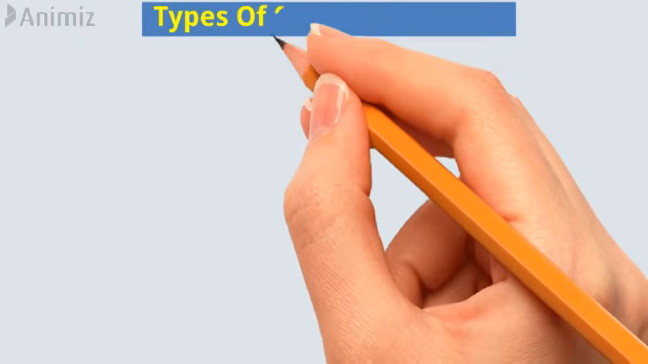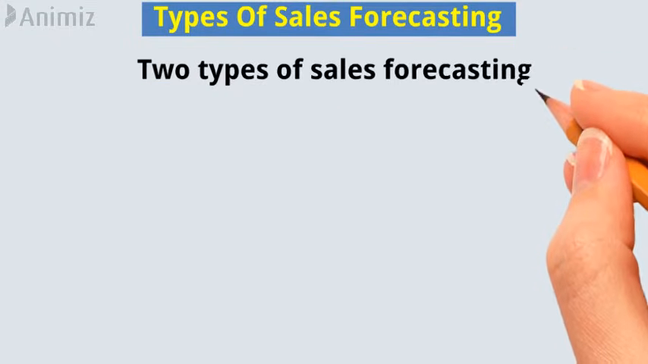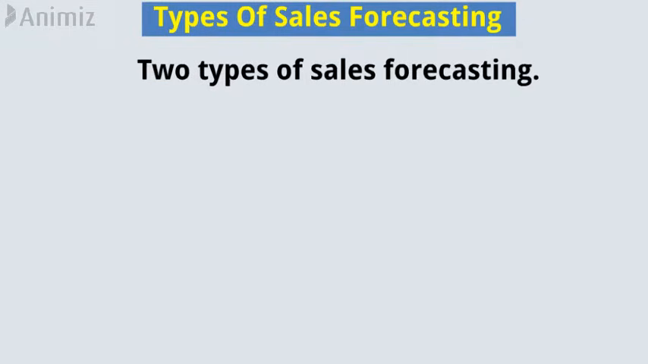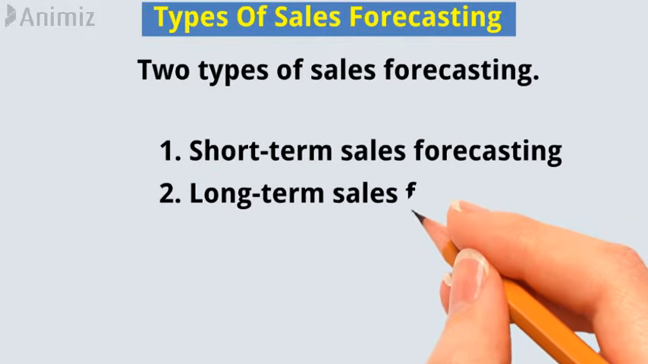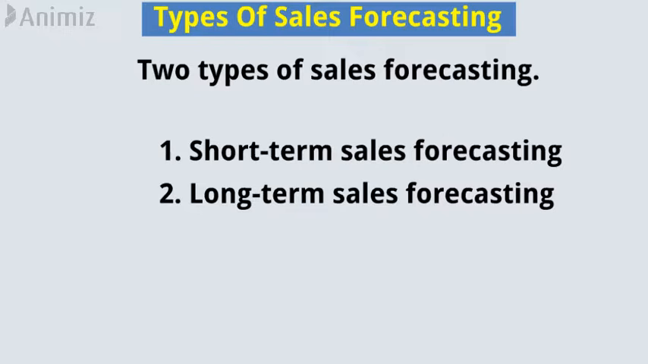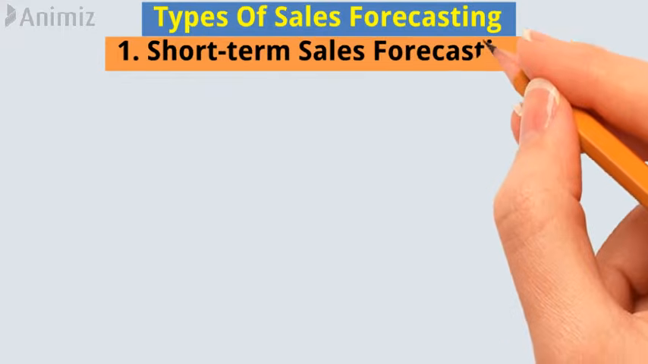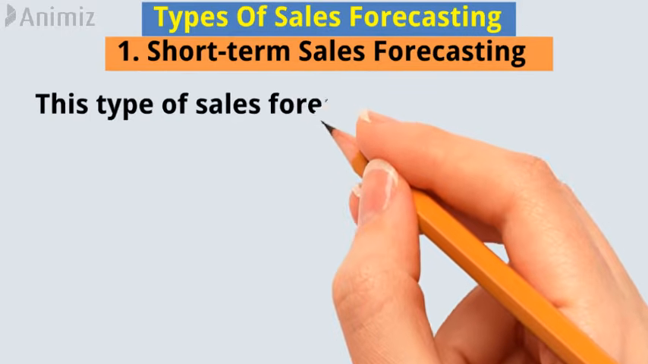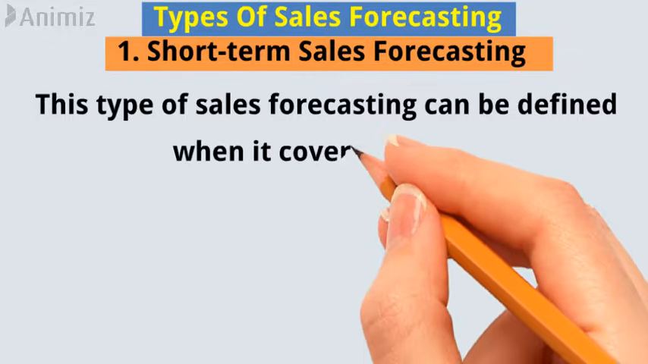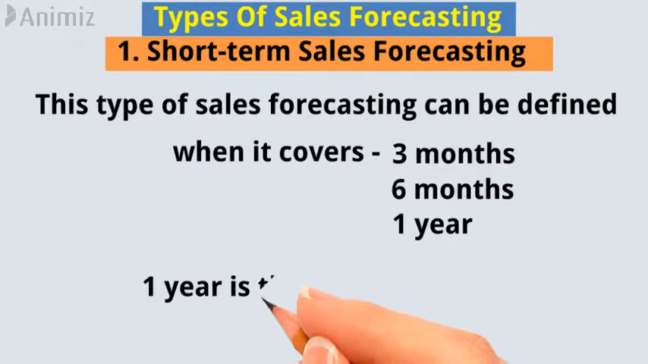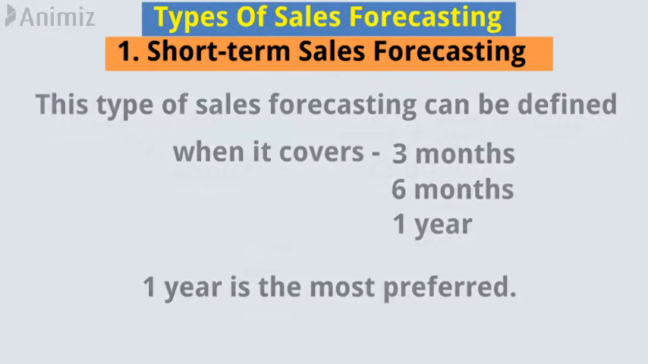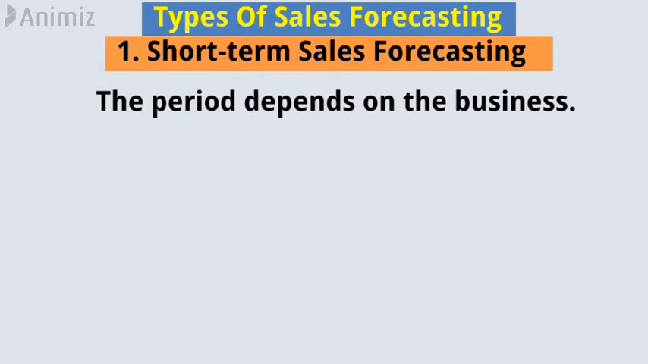What are the types of sales forecasting? There are mainly two types of sales forecasting: short-term sales forecasting and long-term sales forecasting. Let's discuss these types separately. Short-term sales forecasting. This type of sales forecasting can be defined when it covers 3 months, 6 months, or 1 year. 1 year is the most preferred. The period depends on the business.